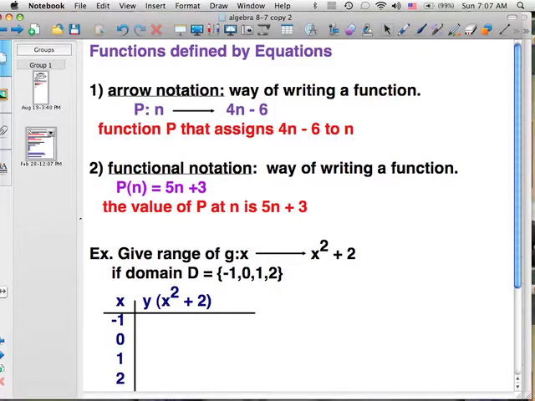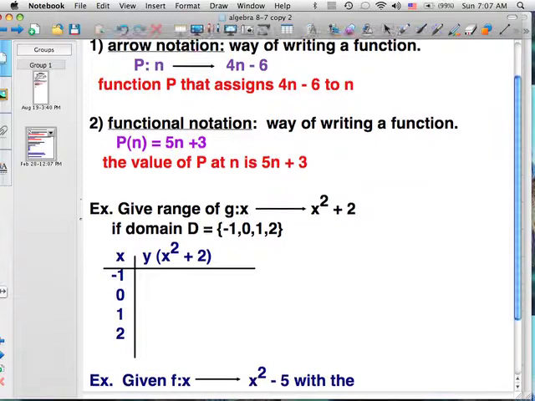Another way is called functional notation. So we have the function p parentheses n, and whatever number they put here, that goes into the function. So it'd be 5 times n plus 3. So we're finding the value of p at n.